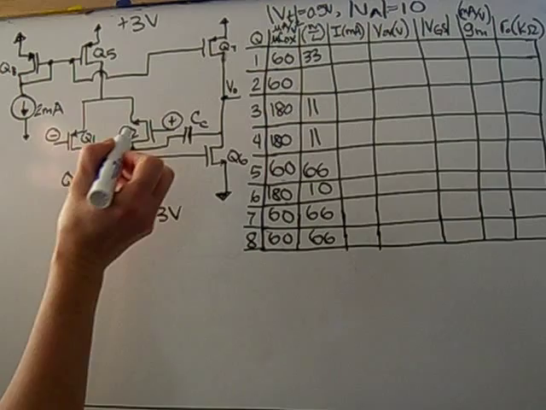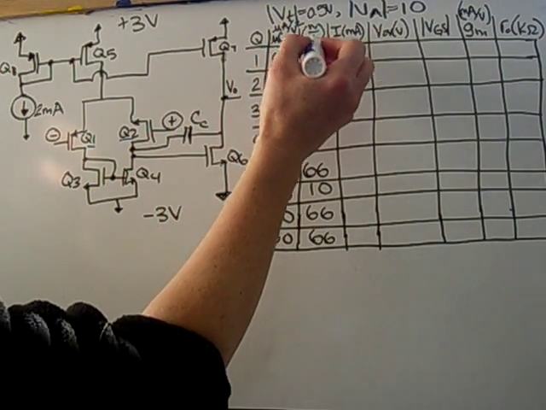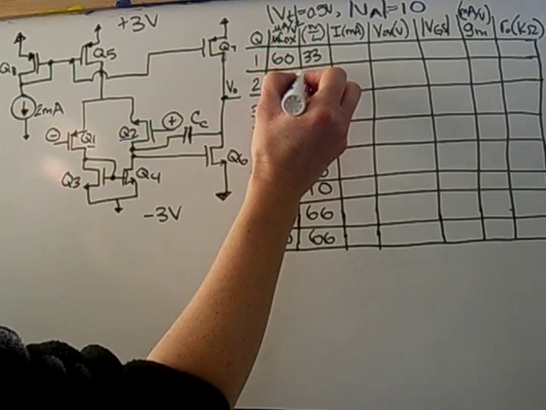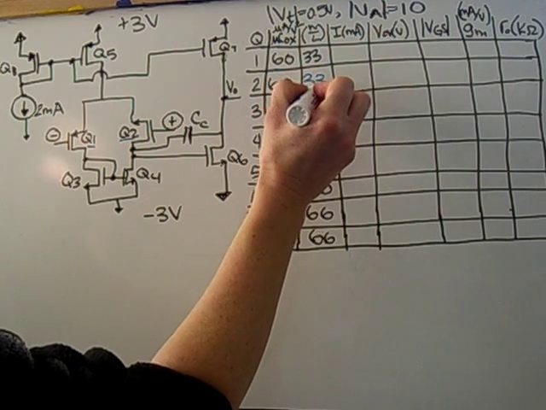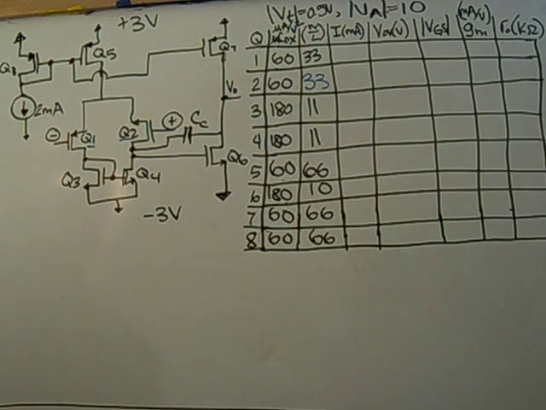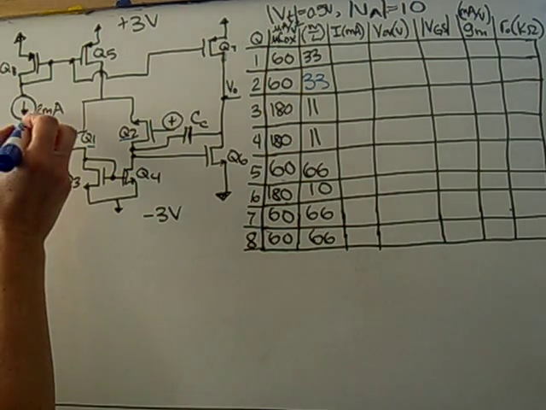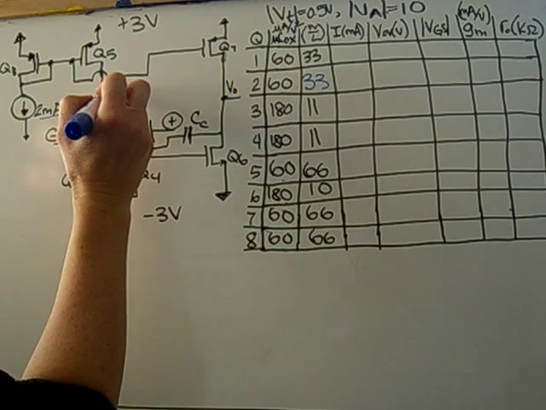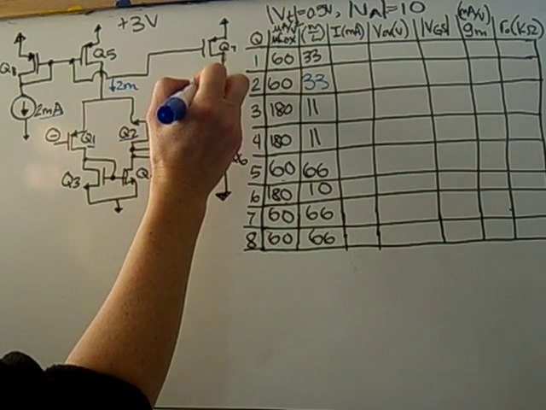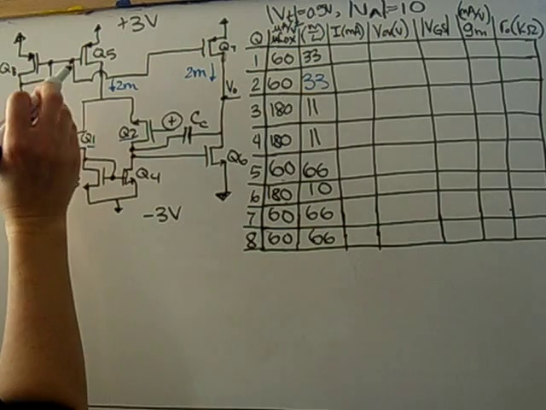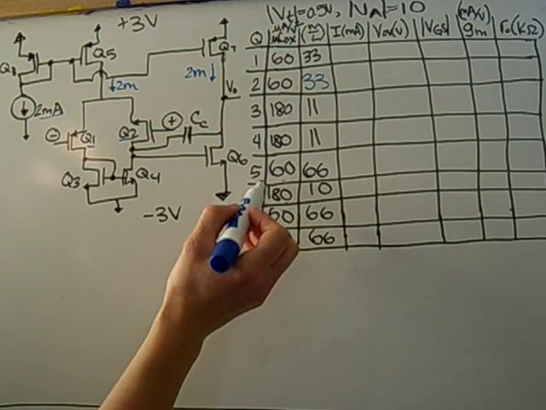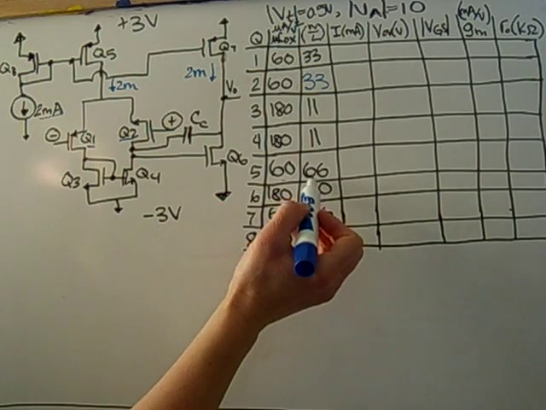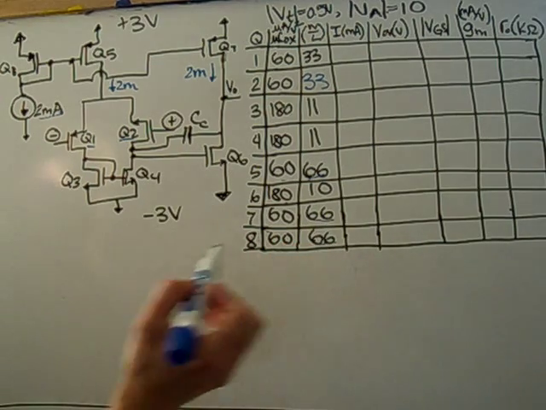So Q1 and Q2 are located here. So if the width and length of 1 is 33, we need the width and length of 2 to also be 33. We're also given that the reference current is 2 milli, which means that 2 milli will also go through here and here, because Q5, 8, and 7 all have the same width and lengths.